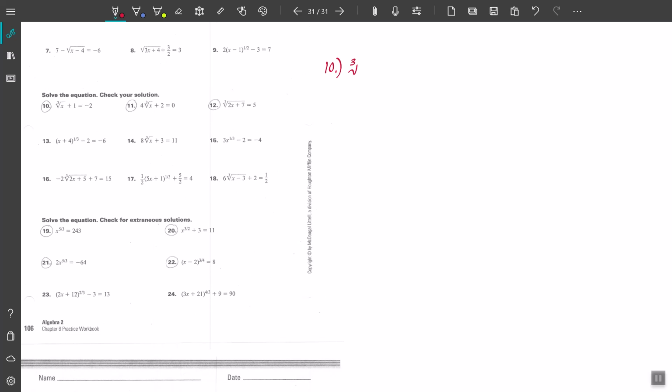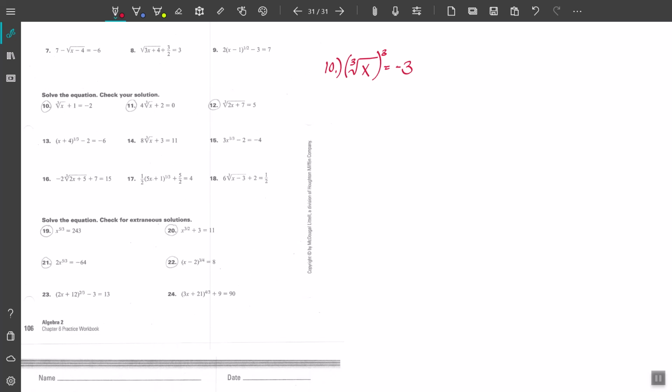So the first thing we have to do is get that cubed root isolated. So we'll just subtract the 1 from both sides. So now this works exactly the same way as the problems above. It's just that now our index is 3 on the radical. And so we have to raise this to the 3rd power to undo it.